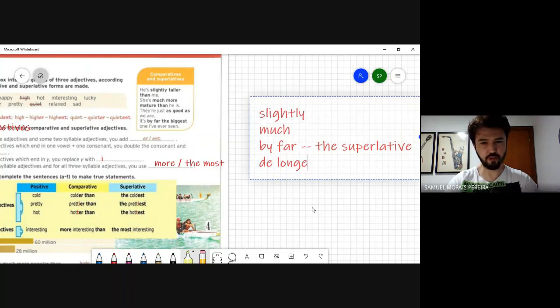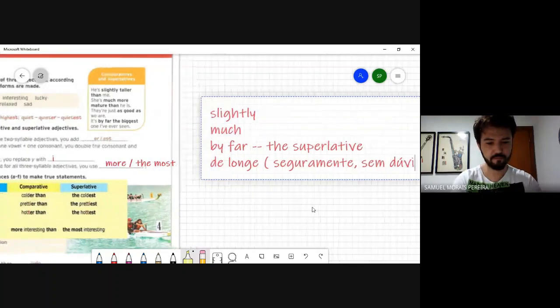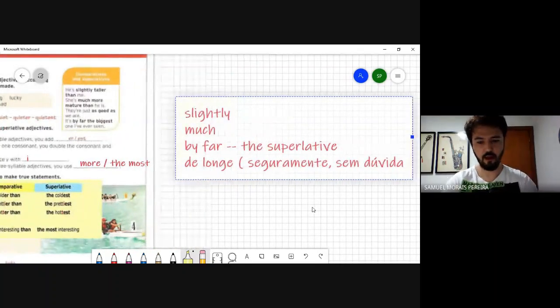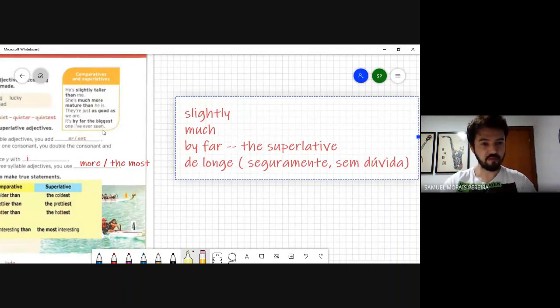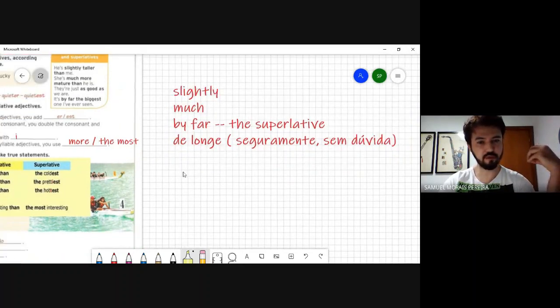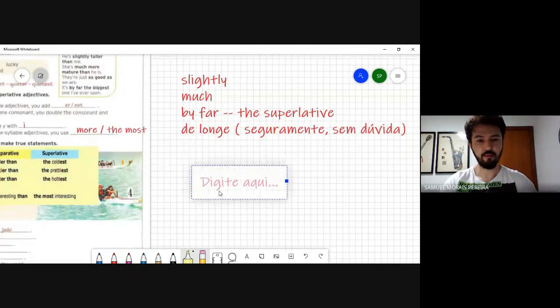Como assim, professor? De longe? O que quer dizer isso? De longe, significando assim, ó, seguramente, ou então, sem dúvida. This is the idea of by far. So, for example, olha, it's by far the biggest one I've ever seen. É de longe o maior que eu já vi. Aqui não tem contexto, então eu vou dar o contexto para vocês. Olha, imagine something like this.